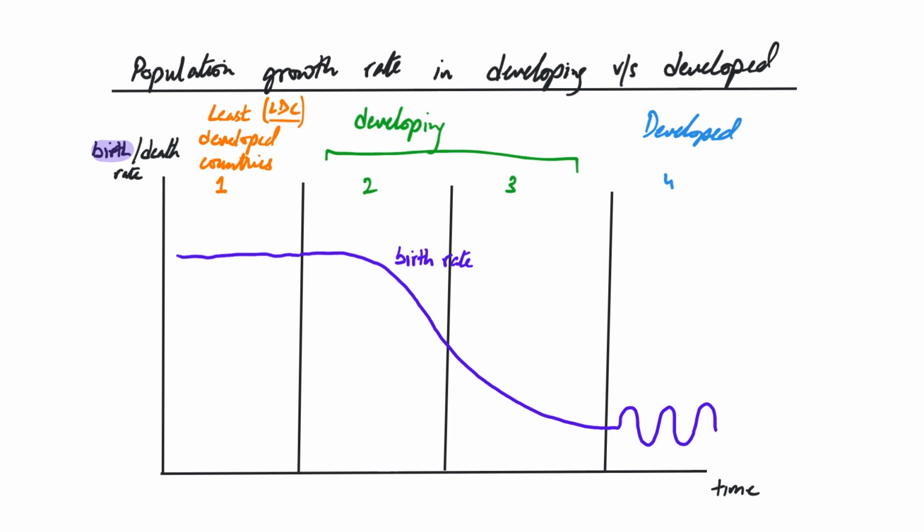As far as the death rate goes, the death rate is highly fluctuating for the least developed countries, and then it falls quite drastically and flattens out.